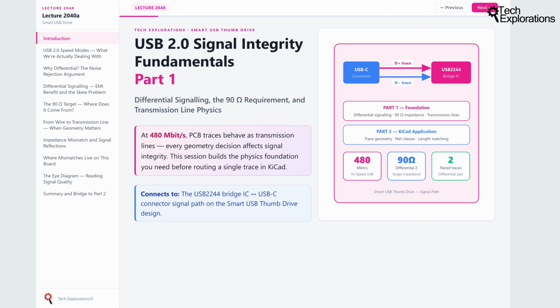This is part 1 of a two-part series on USB 2.0 signal integrity. Here, we build the physics foundation: why USB uses differential signaling, where the 90 ohm impedance target comes from, and what happens when impedance is mismatched.